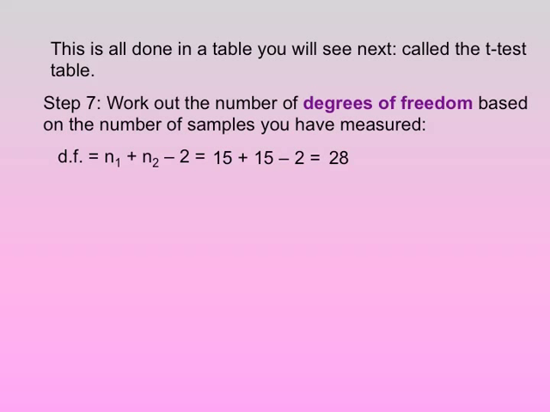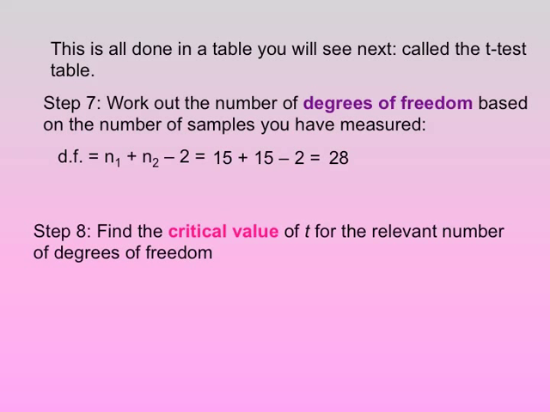Right now you don't need to know what exactly that means. All you need to know is that you need to calculate the degrees of freedom in order to use the table that I am about to show you. Step number 8 is to find the critical value of t for the relevant number of degrees of freedom. Again, what exactly this critical value is, you don't need to know. But what you need to do is find the critical value for 28 degrees of freedom.